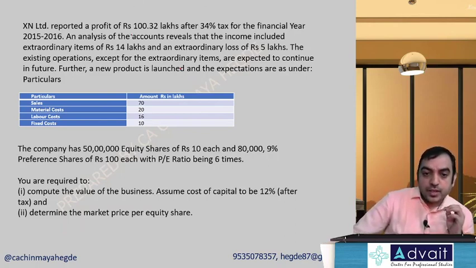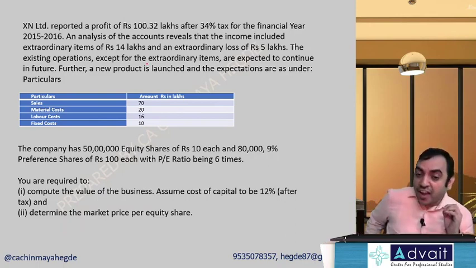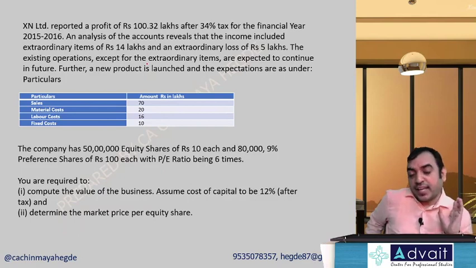Exxon Limited reported a profit of 100.32 lakhs after 34% tax for the financial year 15-16. Profit after tax is given. Analysis of the accounts revealed that income included extraordinary items of 14 lakhs and extraordinary loss of 5 lakhs. The existing operations, except for the extraordinary items, are expected to continue in future. Further, a new product is launched and the expectations are as under.